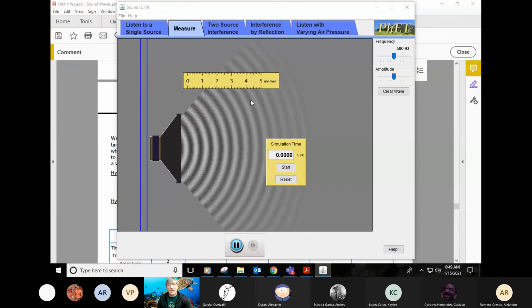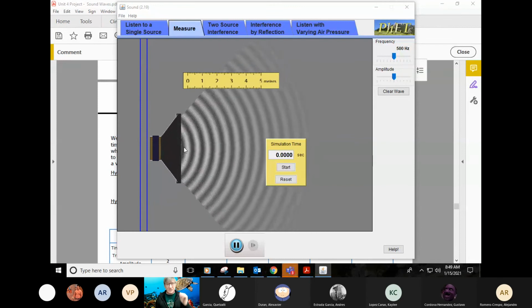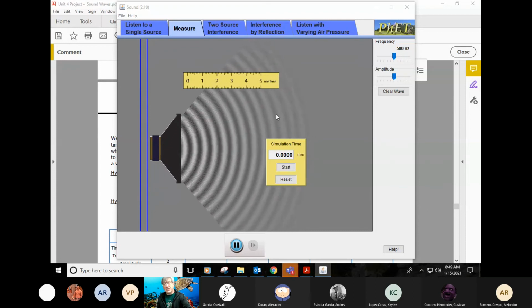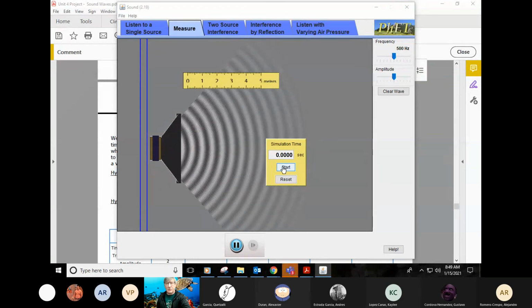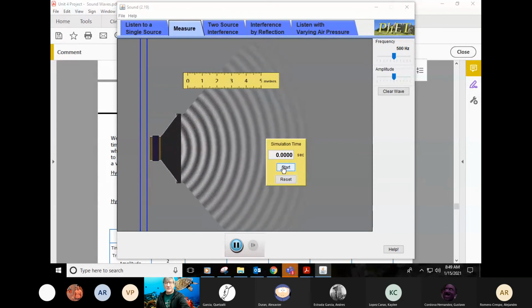So what I'm going to be doing is holding my left finger over this speaker and moving my finger with the sound wave. When my finger arrives at the 5 meter mark, my right finger is going to hit stop. So I have to do two things at once. I have to follow the wave and click start. Follow the wave. When it hits 5 meters, I click stop. And then you're going to record this time.